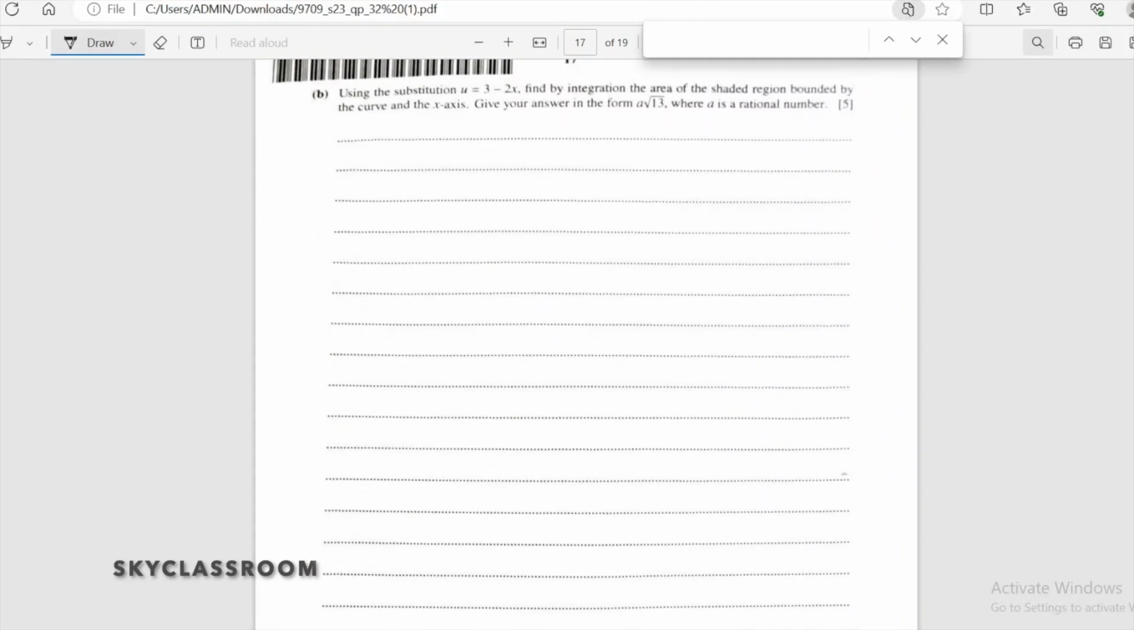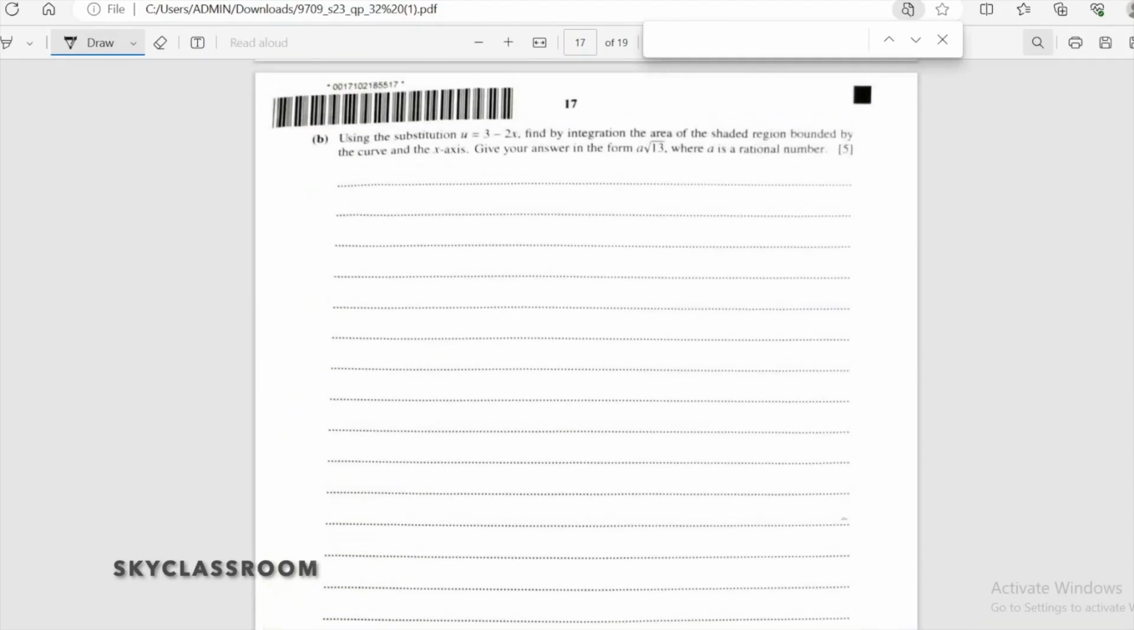Using the substitution u equals 3 minus 2x, find by integration the area of the shaded region bounded by the curve and the x-axis, giving your answer in the form a root 13, where a is a rational number. You still have one page to solve this question.